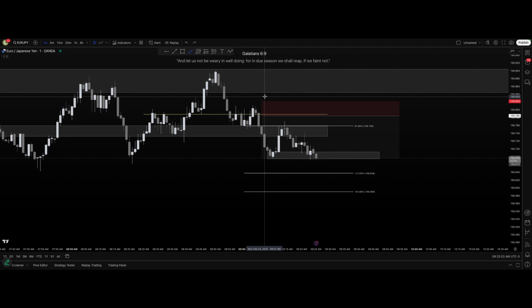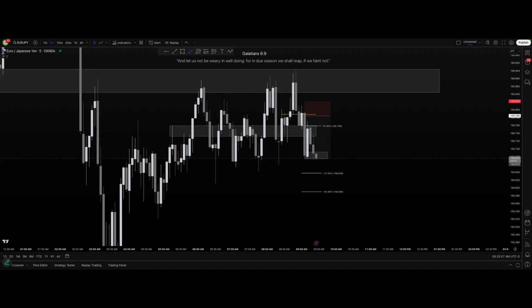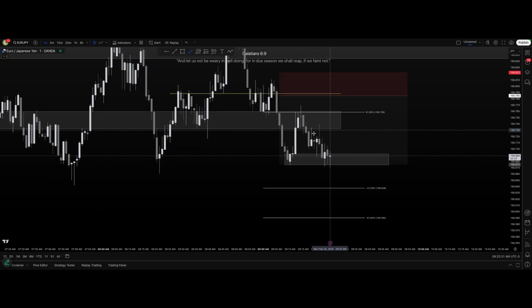The 5-minute candle actually looks beautiful as well. The 5-minute candle actually closed below this previous candle right here. So I want to see if price can continue to drop below here, then that's a good sign for price to potentially get down to this -27 extension.